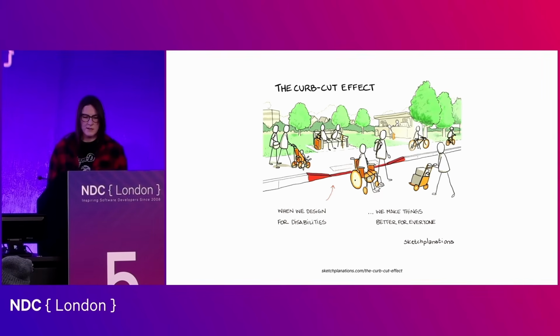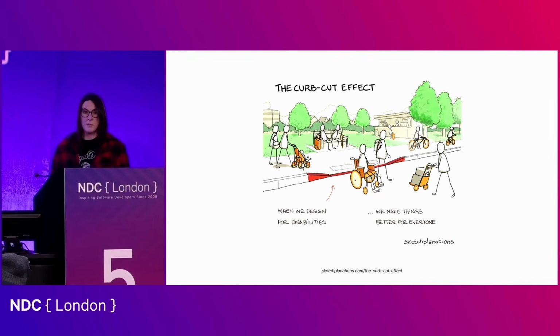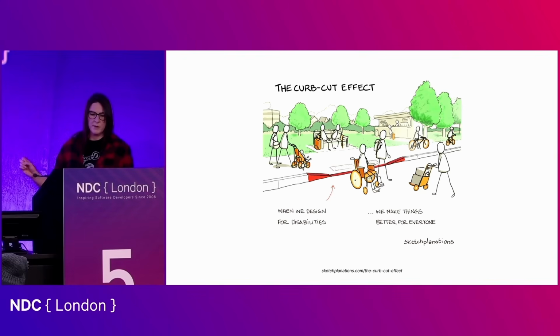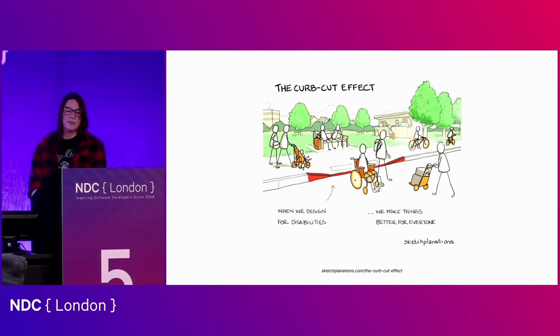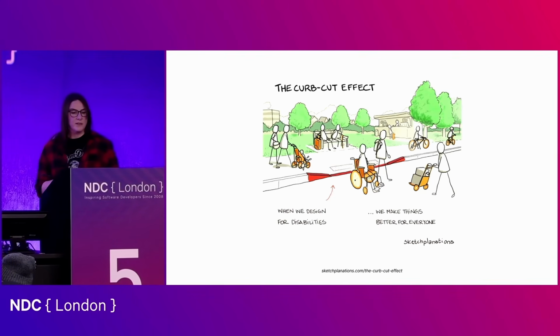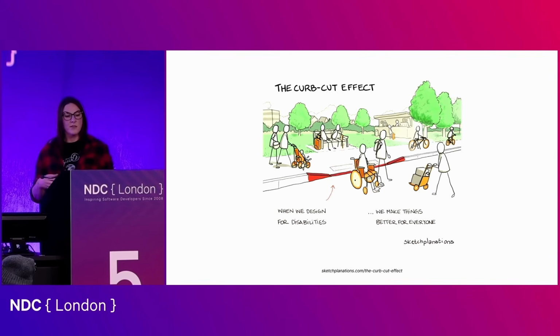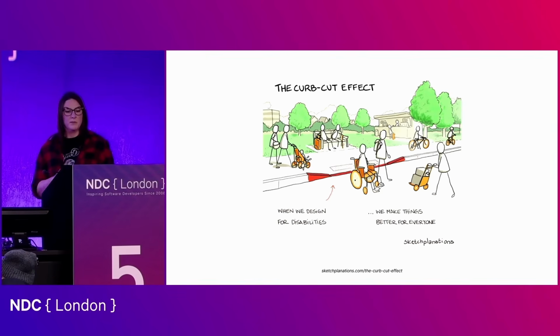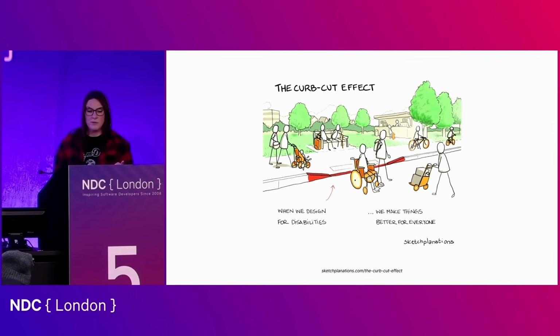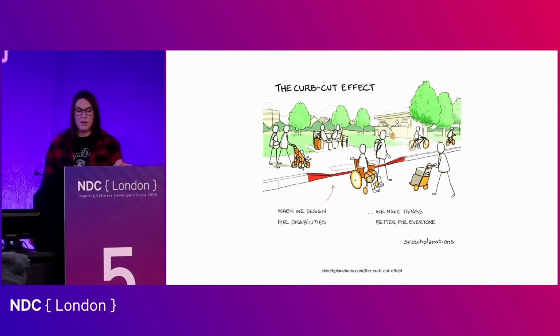This can commonly be seen with the curb cut effect. So this was coined by disability students and activists in the 70s. They added curb cuts to the sidewalks in Berkeley to make access easier for those in wheelchairs. And they discovered that it also helped people with prams, bikes, trolleys, deliveries, and more. A digital example of this would be videos that include captions.